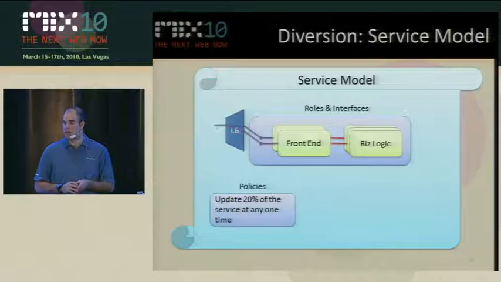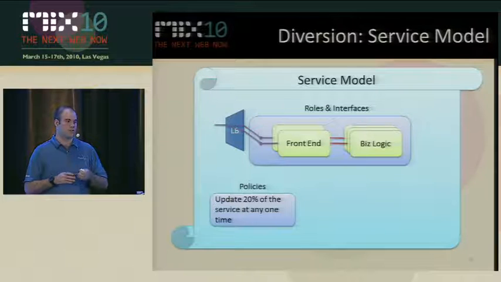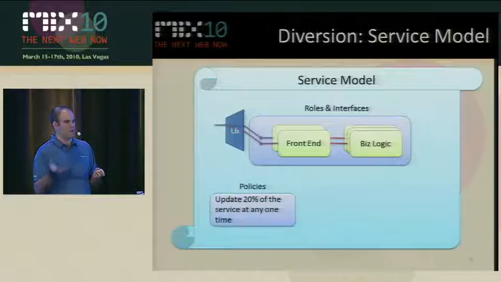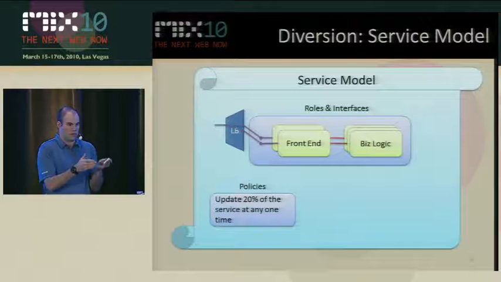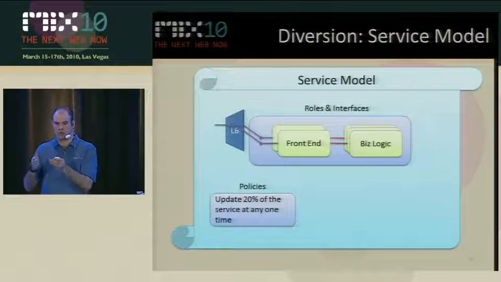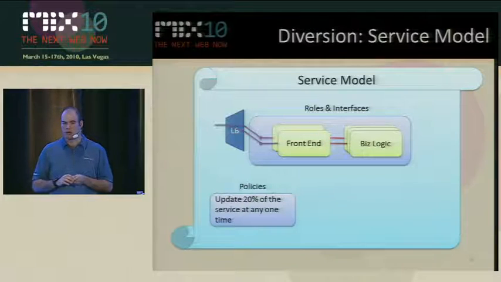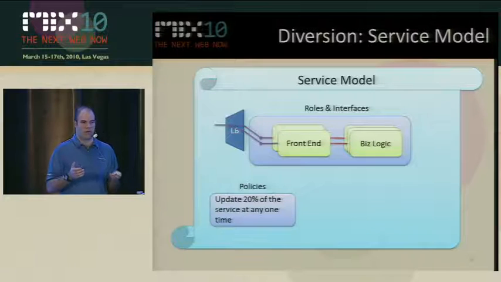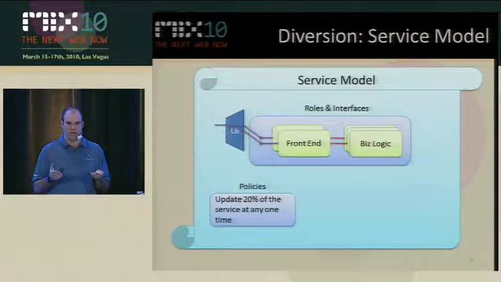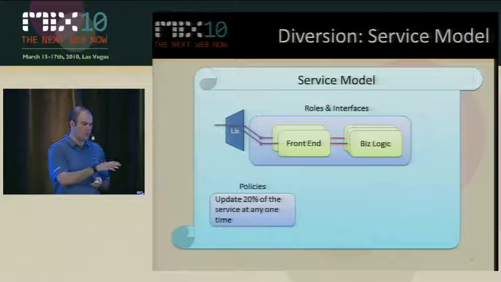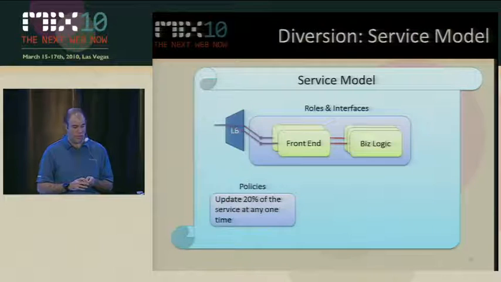So for example, you might say, I want at most one-fifth of my service to be taken off at one time when I'm upgrading it. And so we'll upgrade it in chunks of 20% of the service. You can say what sized VM you want to run on, whether you want 1 core or 4 cores or 8 cores inside of the VM. So all of these policies are expressed in the service model.